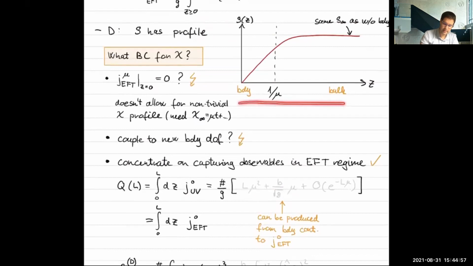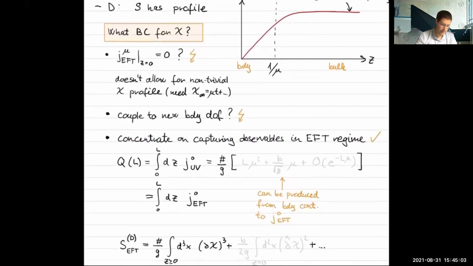a box that extends from the boundary to some value L in the bulk. So the way we obtain that in the UV theory is simply by integrating the charge density from 0 to L in Z. Okay, so if we do that computation, we get an extensive term whose coefficient is mu squared.